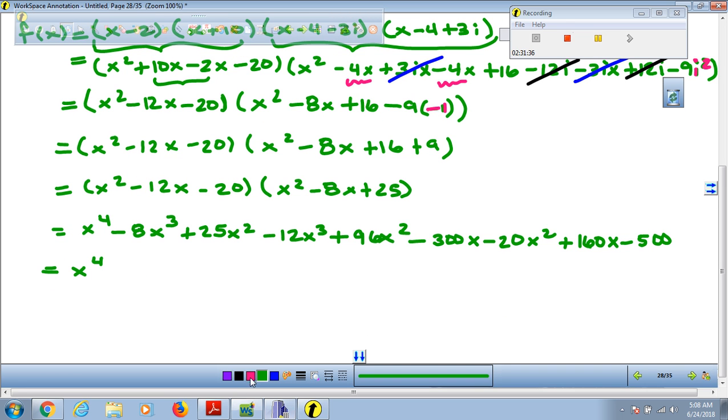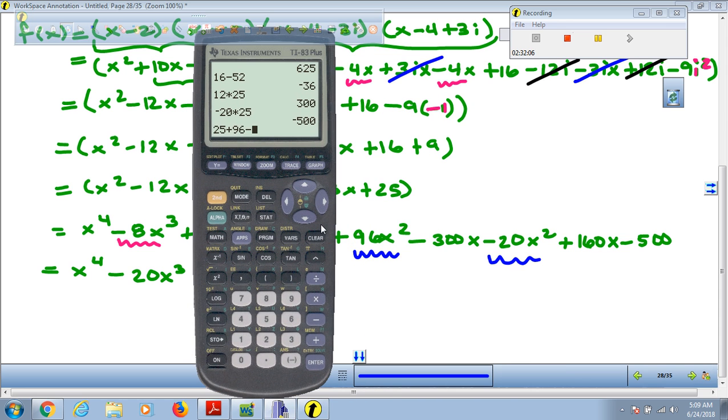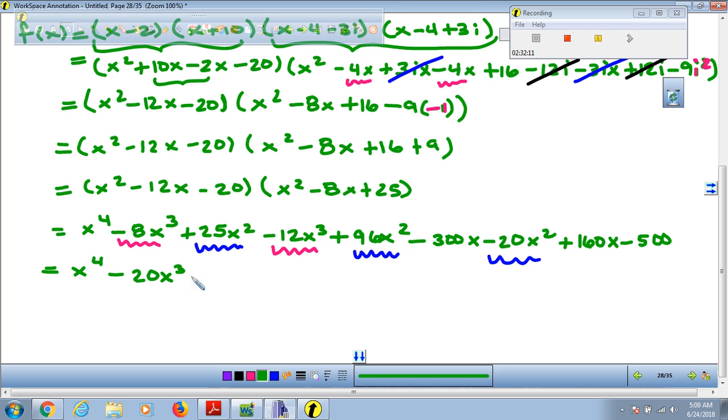X to the fourth, this x to the third with this x to the third, so a negative 8x to the third, and then negative 12x to the third, you add them up and it's a negative 20x to the third. Then we have 25x squared, 96x squared, and negative 20x squared. You can put them all in the calculator if you want. 25 plus 96 minus 20, 101. Positive 101x squared.